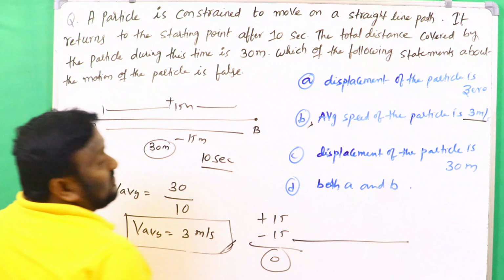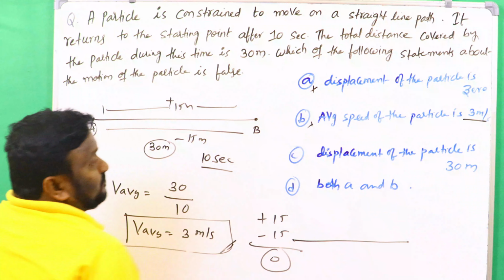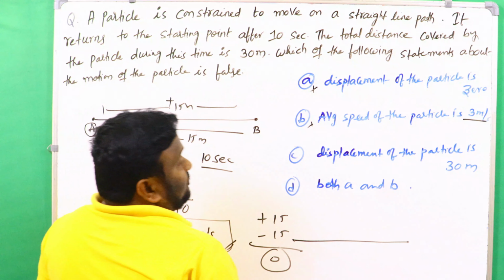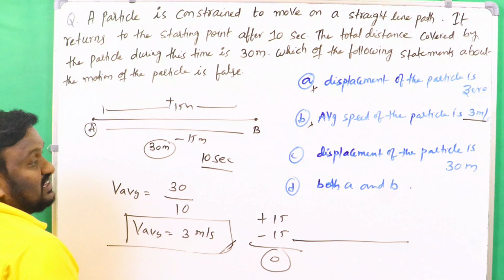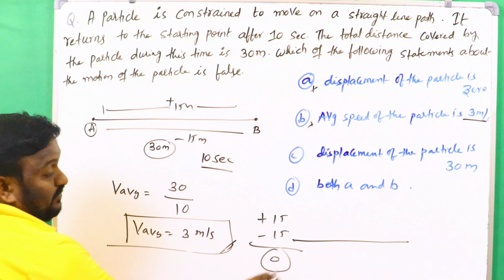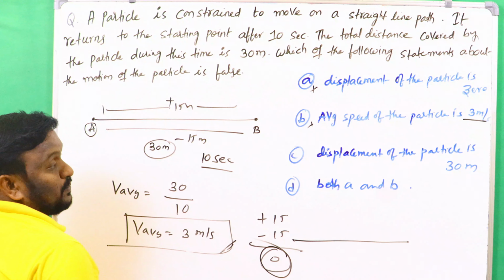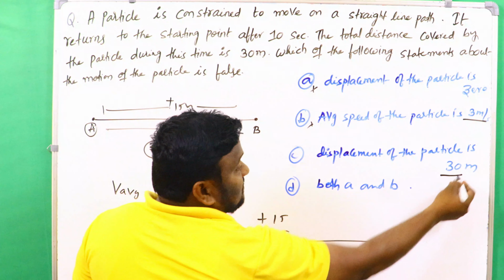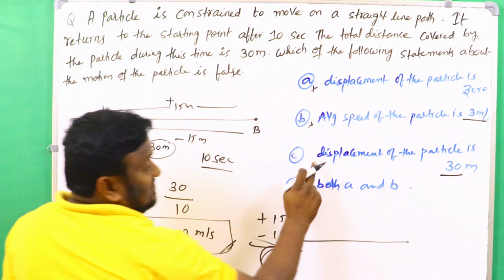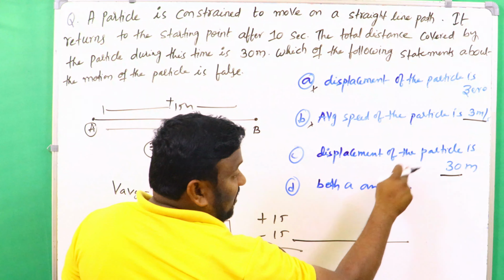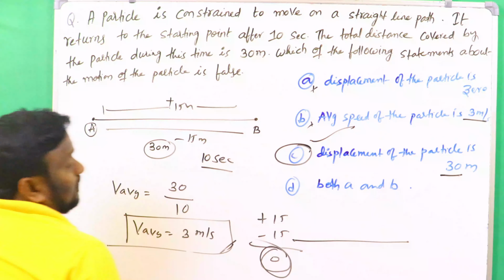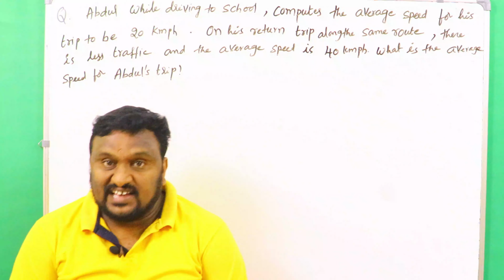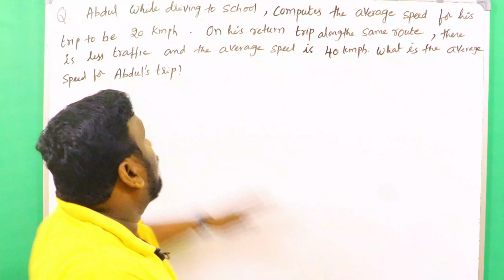This is the right statement, so this is also not the wrong answer here. Now the wrong statement: the displacement of the particle is 30 meters. Just now we discussed that displacement is 0, but here it says displacement is 30 meters. That's why this is the wrong or false statement, and this false statement is the right option for us. Clear? Let's see another example problem.